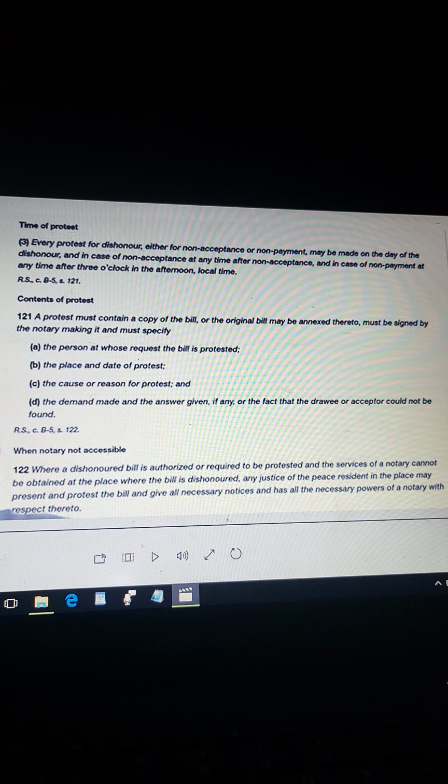When notary not accessible. 122. Where a dishonored bill is authorized or required to be protested and the services of a notary cannot be obtained at the place where the bill is dishonored, any justice of the peace resident in the place may be present and protest the bill and give all necessary notices, and has all the necessary powers of a notary in respect thereto.